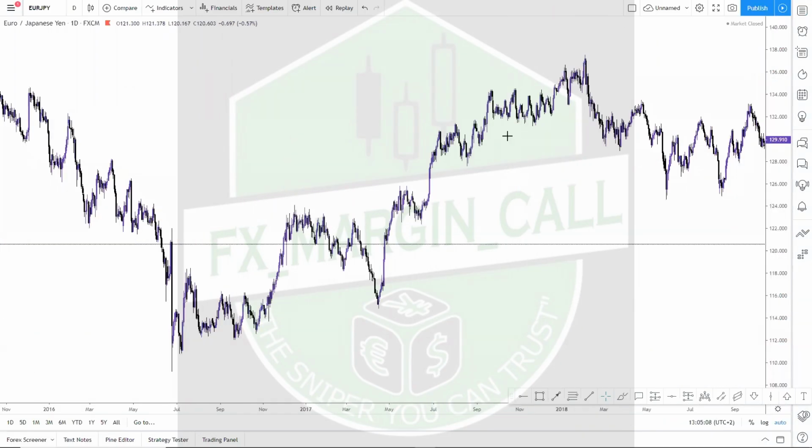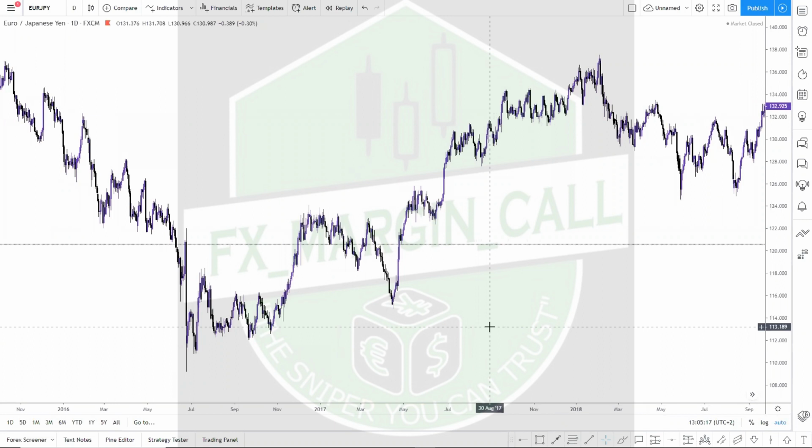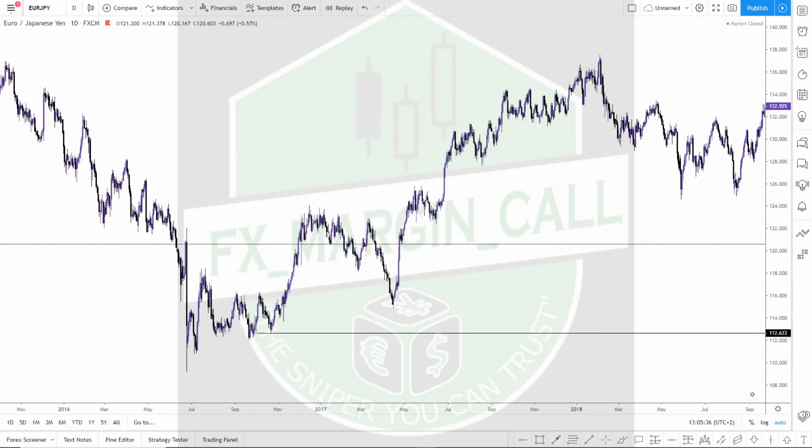Okay, so we're going to look at Euro Japanese yen. When doing scaling in, one of the most important things you have to know is that you have to look at the distance the market travels from your first entry. So for example, let's say this is our initial entry. Here is where we had our first entry.